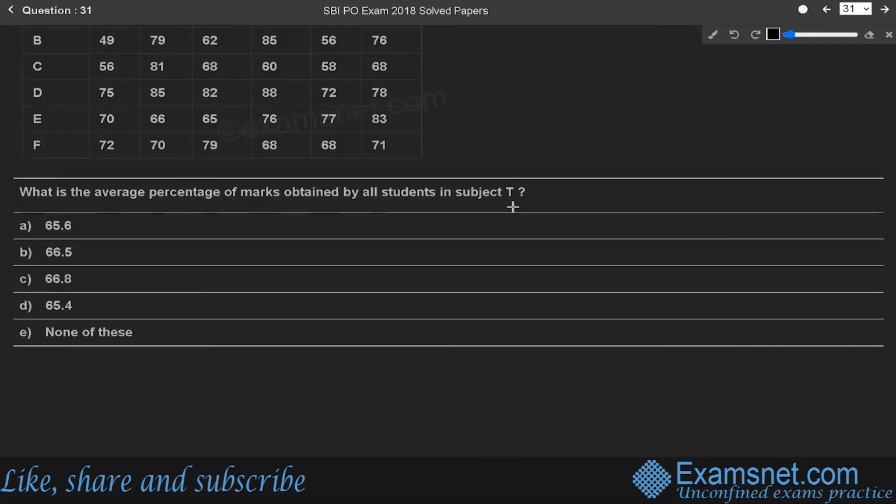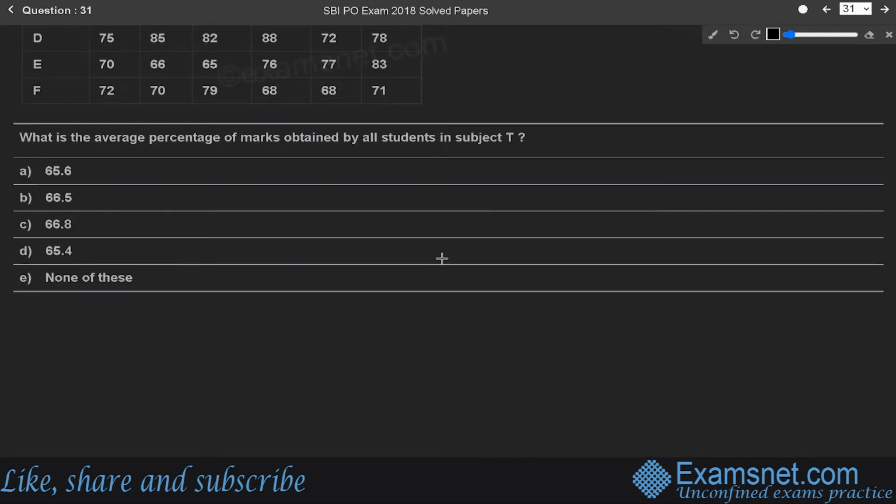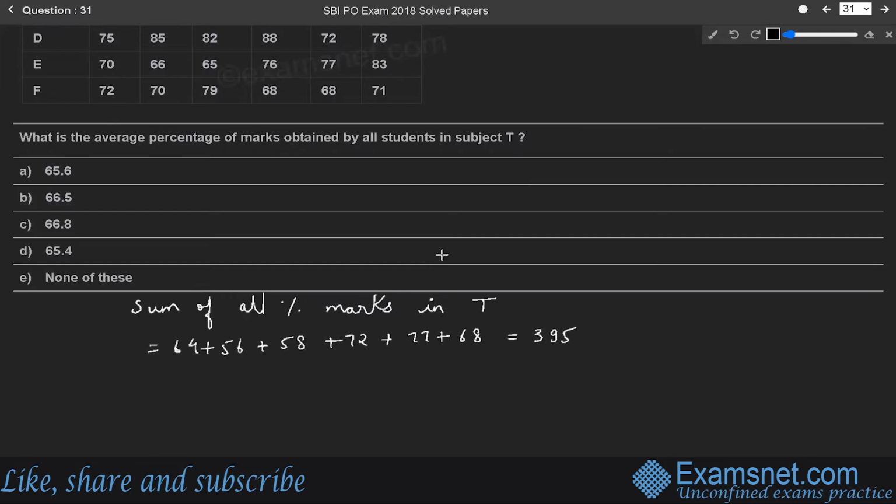So the first part of this question is, what is the average percentage of marks obtained by all the students in subject T? We know that from the table, the sum of all percentage marks in subject T is equal to 64 plus 56 plus 58 plus 72 plus 77 plus 68, which is equal to 395. So the required average will be equal to 395 upon 6 because there are total 6 students.